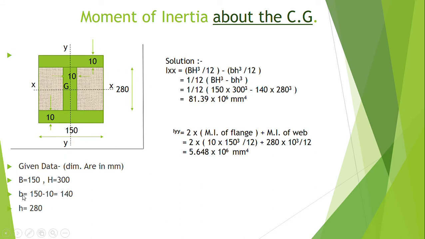For the smaller rectangular section, subtracting the two sides, 150 minus 10, it will be 140, and the height will be the same, 280. So the Ixx will be bh cube by 12. You can write bd cube by 12, no problem. So bd cube by 12 minus small bd cube by 12, if you put the values and calculate, we get the answer 81.39 into 10 raised to 6. For Iyy, the formula changes. Instead of BH cube or BD cube, you can write DB cube. So now the answer will be 5.648 into 10 raised to 6 mm raised to 4.